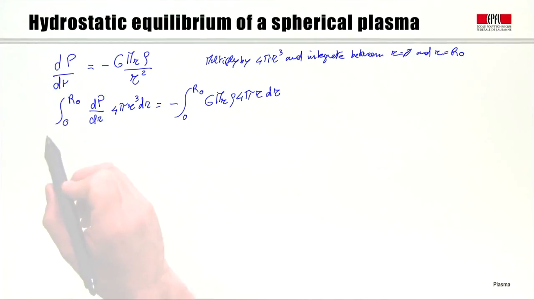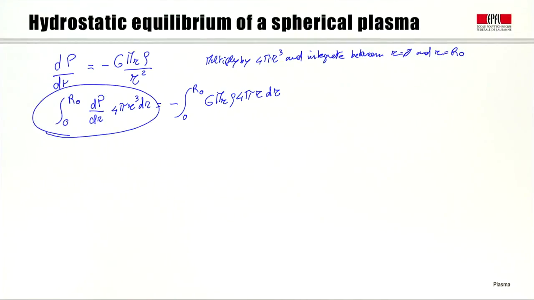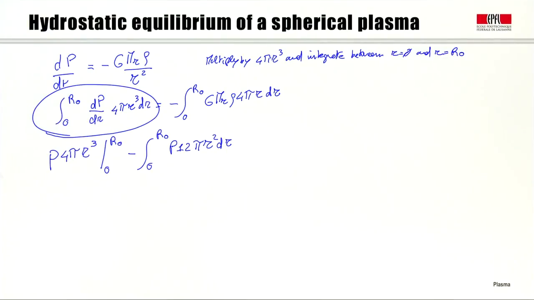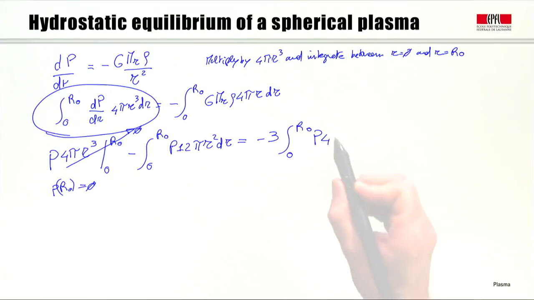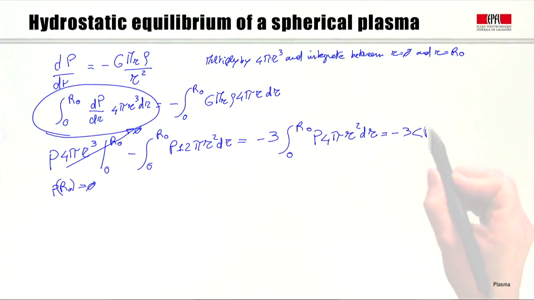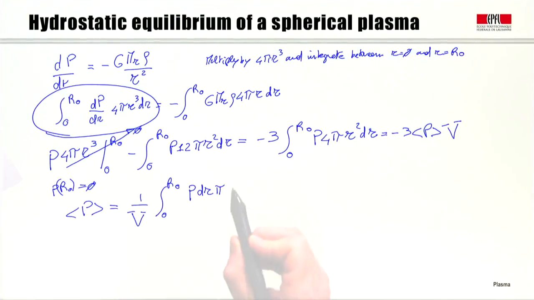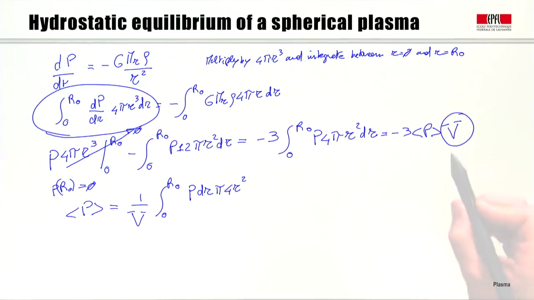Let's now consider only the left-hand side of this equation, and let's integrate by parts. We can easily observe that the first term goes to 0, since the pressure at r0 is assumed equal to 0. Therefore, we're left with the following expression, which we can write in the following way, where we have defined an average pressure, where V is now the total volume of the Sun.